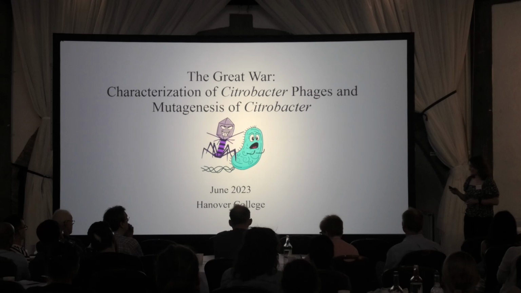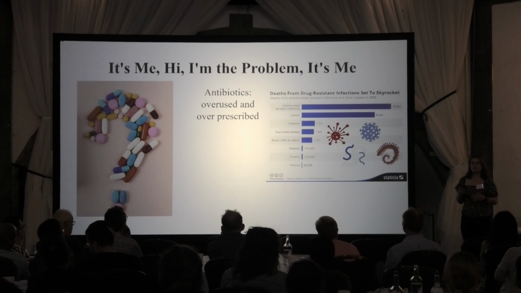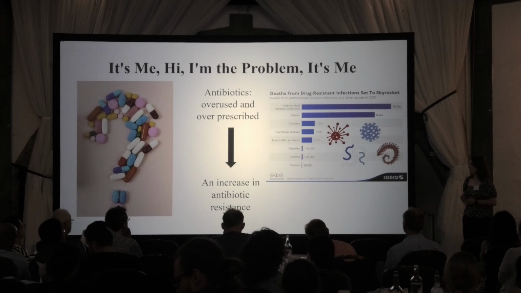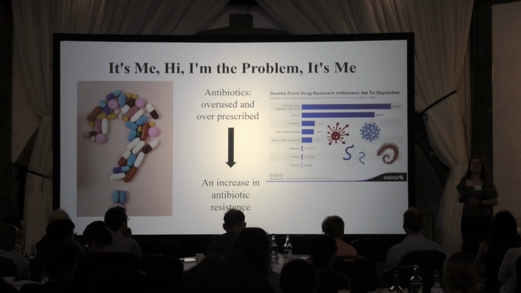Okay. So, as I'm sure we're all aware, and a lot of you have stated throughout the week, there's a huge problem, and that is antibiotic resistance due to the overuse, overprescription, and misuse of antibiotics, leading to an increase in antibiotic resistance. Some data shows that by 2050, antimicrobial resistance is going to be one of the leading causes of death, with around 10 million deaths a year. So there's a huge problem there.